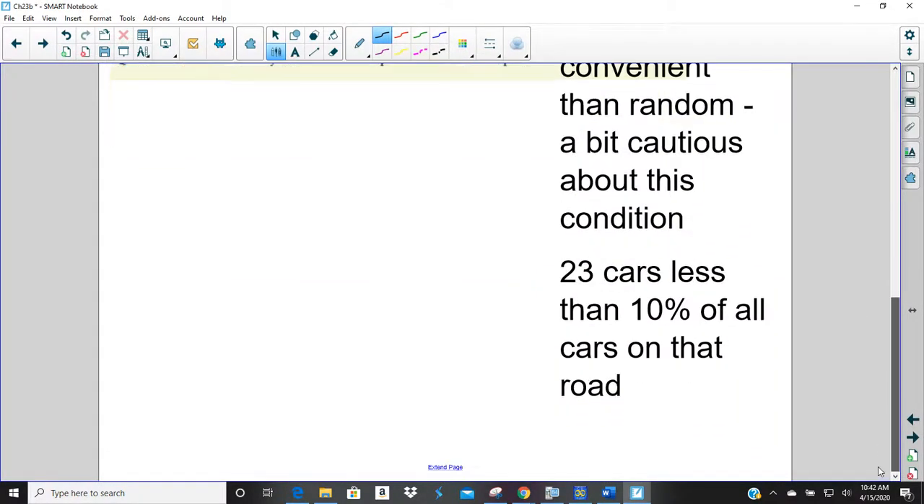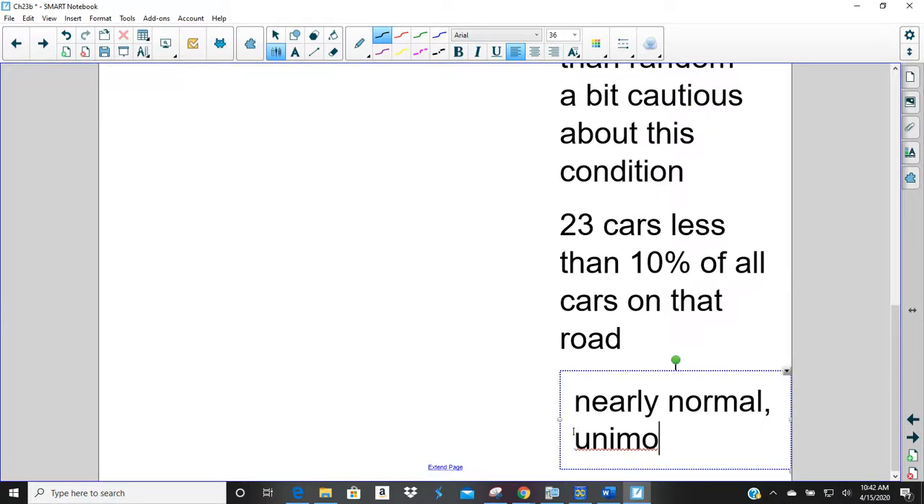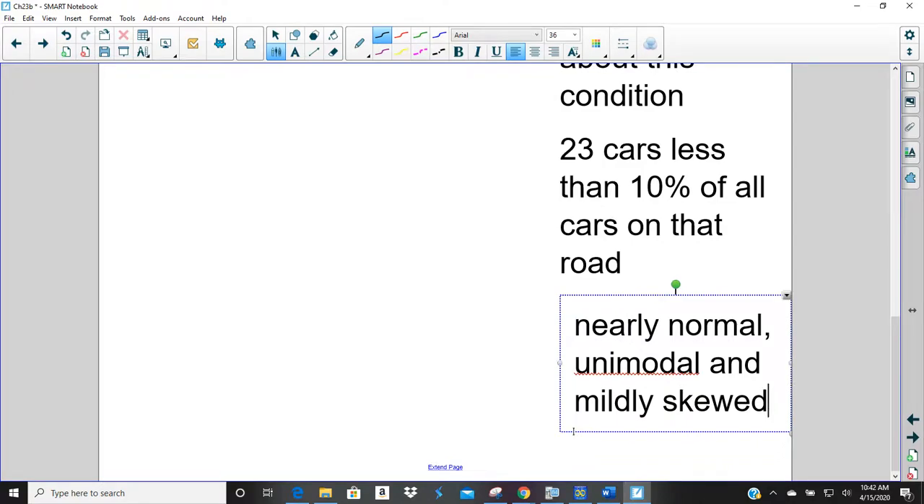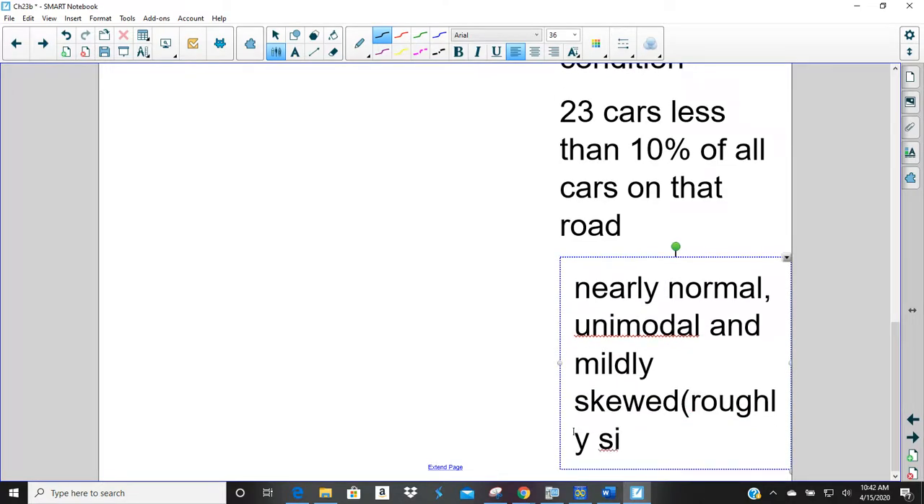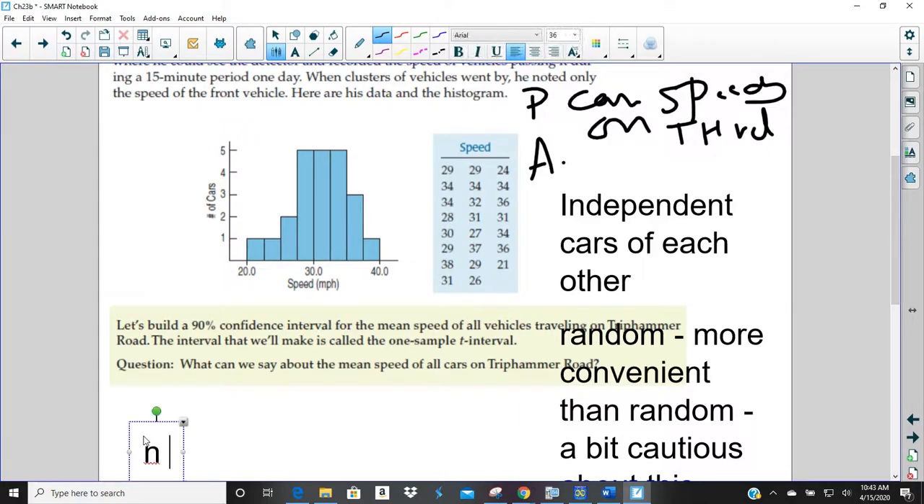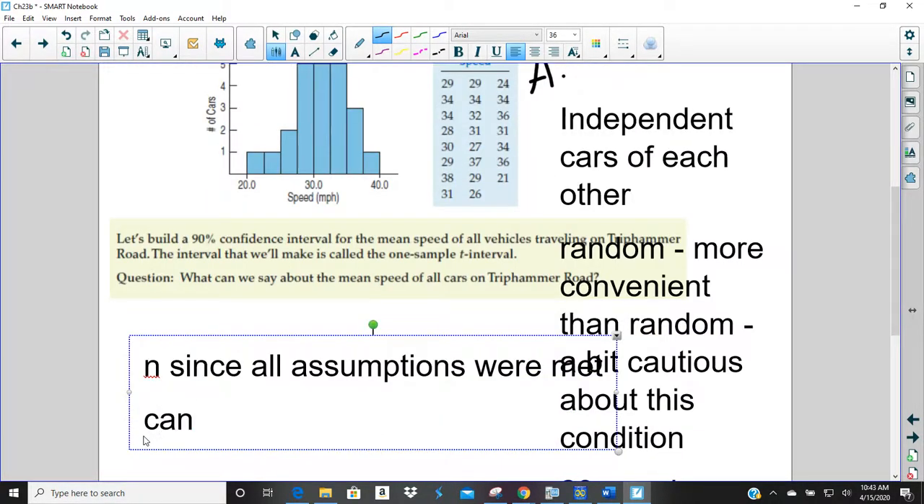In any case, I would definitely say that it is nearly normal because it is unimodal and mildly skewed, or I'd say roughly symmetric. Okay, so therefore, all those things being met, all the assumptions being met, we can use a 1 sample t interval.